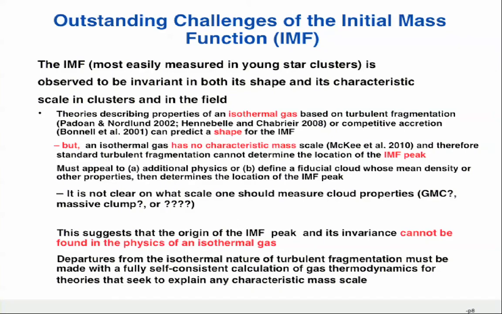So it has to appeal either to additional physics, which I'll discuss, or define some fiducial cloud in which the properties of that cloud are picked to determine the IMF peak. But the problem with that is it's not clear on what scale you pick these properties. So this points us to say that the IMF peak and its invariance cannot be found in the physics of an isothermal gas. You have to have departures from isothermality, and the nature of turbulent fragmentation must then be made with a fully consistent solution of the gas dynamics for any theory that seeks to explain the characteristic mass scale.